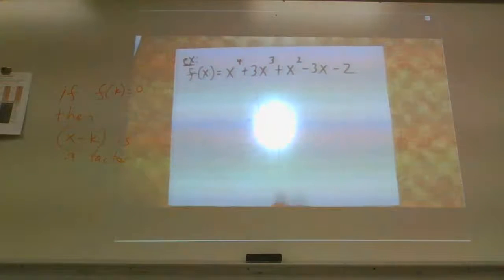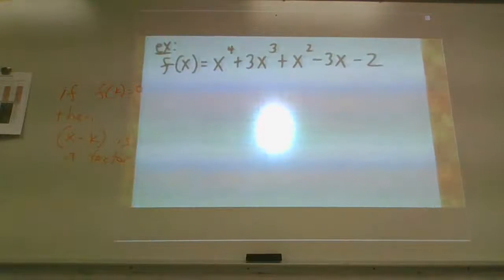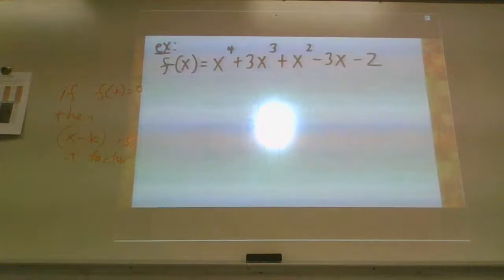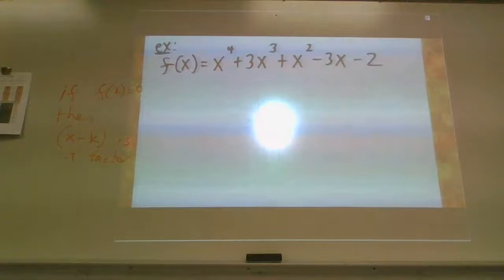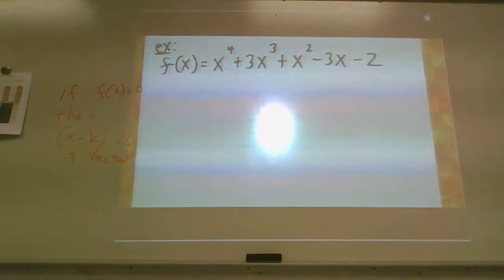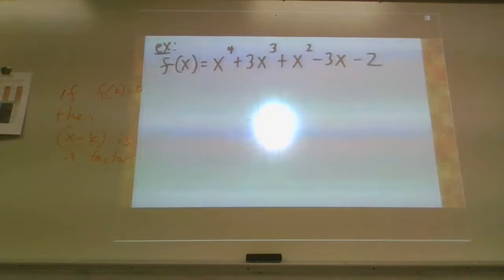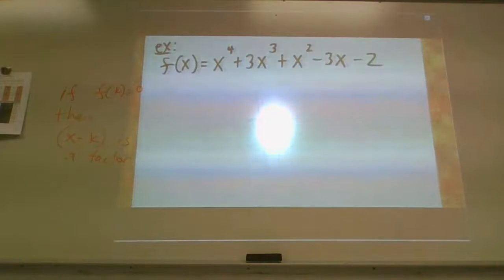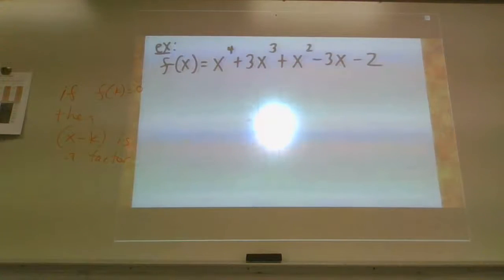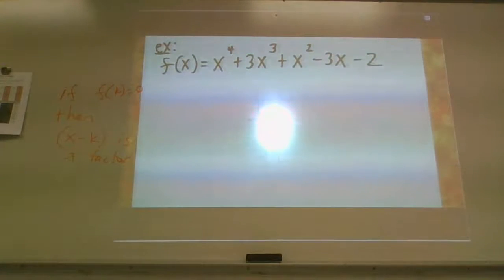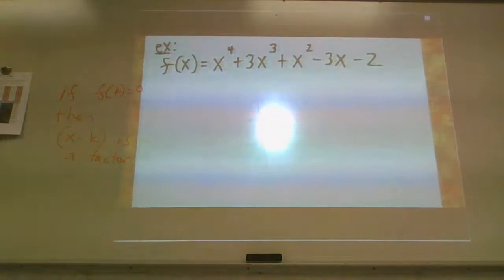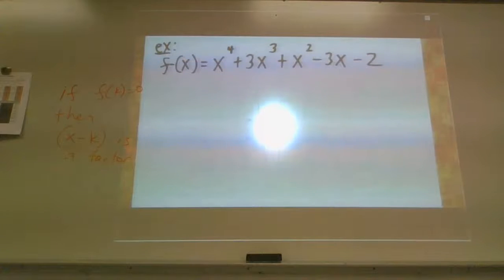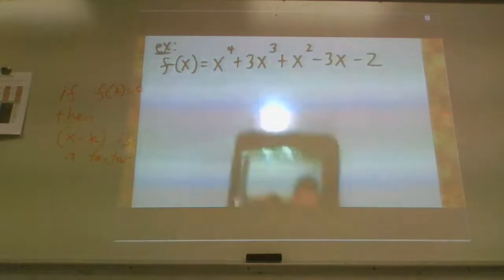I'm going to put this into my graphing calculator. I'm going to put this into Desmos so that you can start the problem. But I'm going to have you go as far as you possibly can on your own, and then I'm going to check to see where we're at, because we've got to see what's going on here. We're going to have to factor this thing, and we're going to have to solve this thing completely.